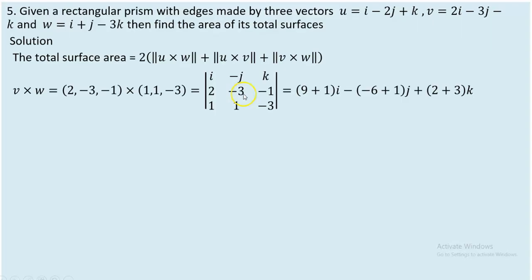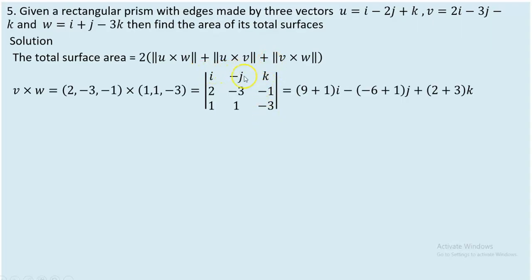So minus 3 multiplied by minus 3 is 9, minus 1 times 1 is minus 1, minus minus makes plus, so you are left with 9 plus 1, i. Then this minus comes directly because of this minus 1, and then delete the first row and the second column. Then you are left with 2 times minus 3, minus 6, minus, you need to multiply negative 1 with 1, minus 1, so minus 6 minus minus 1 makes minus 6 plus 1. Coming to the last one, the k component is obtained directly by deleting the first row and the third column.